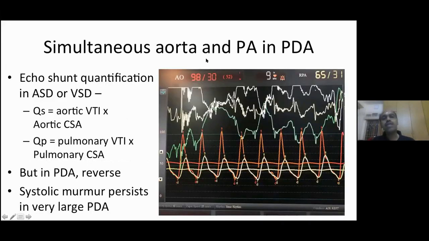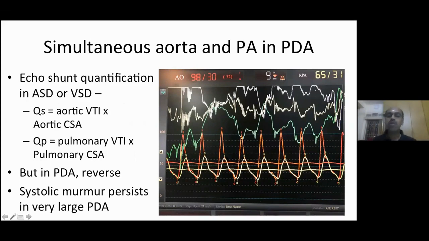When we record aorta and pulmonary artery pressure simultaneously in a patient who is having a large shunt, this is an example of a PDA patient who is having a large shunt. Look at the aortic pressure. There is a high systolic pressure, equal diastolic pressure. Pulmonary artery pressure is not showing such a wide trace. What is the reason behind this?